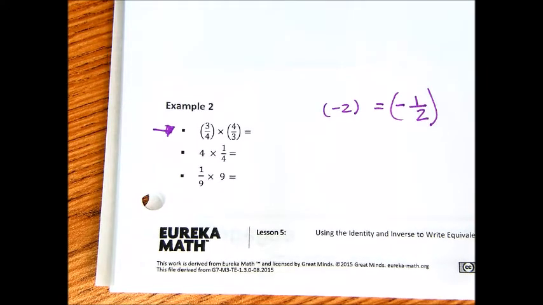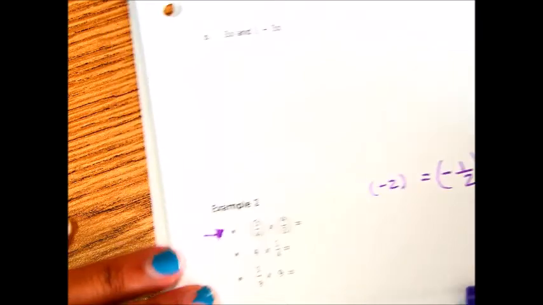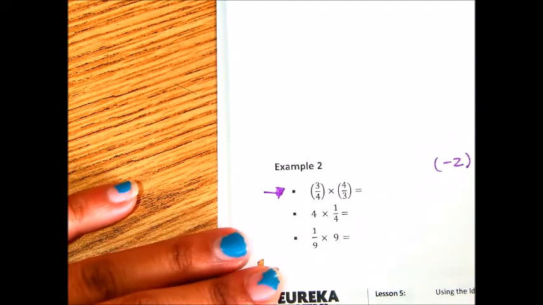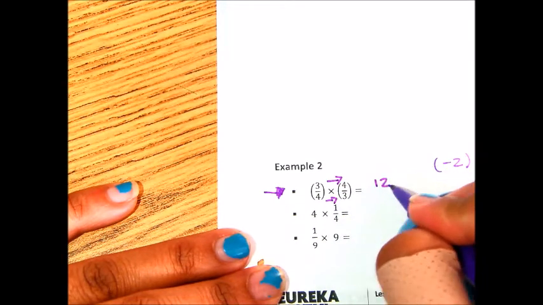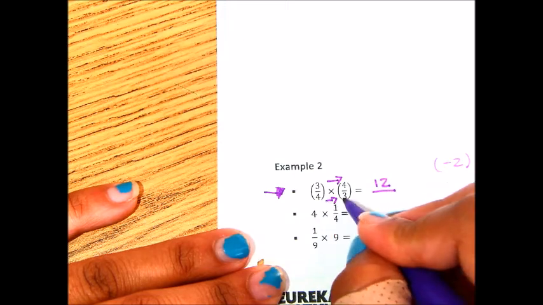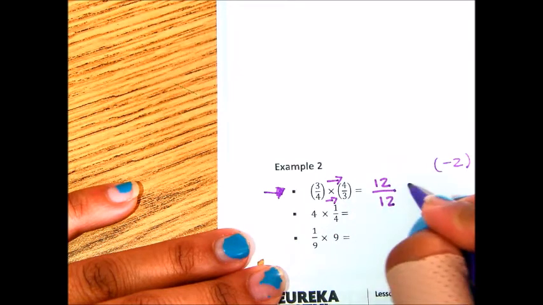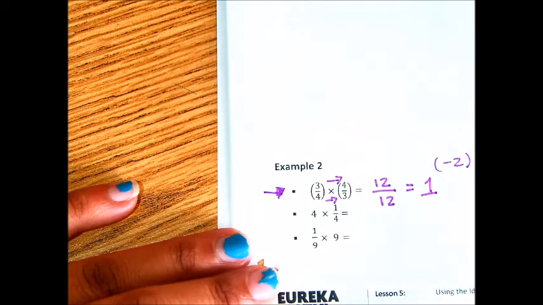What can you conclude from your pattern in the answers? So if I wanted to go ahead and multiply 3 over 4 by 4 over 3, what would my final answer be? Well, I know when I'm multiplying fractions, I multiply numerator by numerator. 3 times 4 gives me 12. Denominator by denominator, 4 times 3 gives me 12. 12 divided by 12 gives me 1.